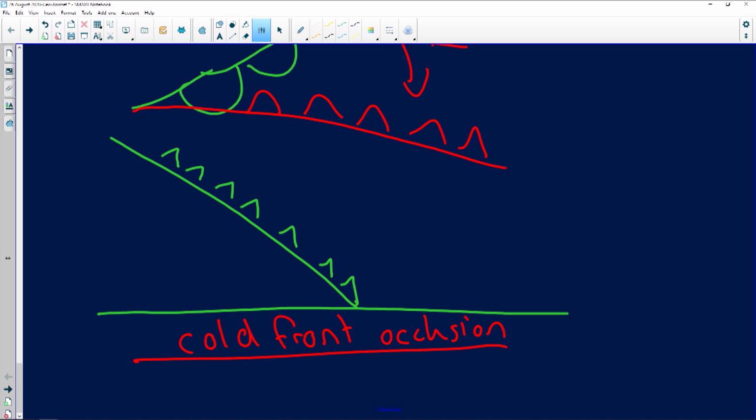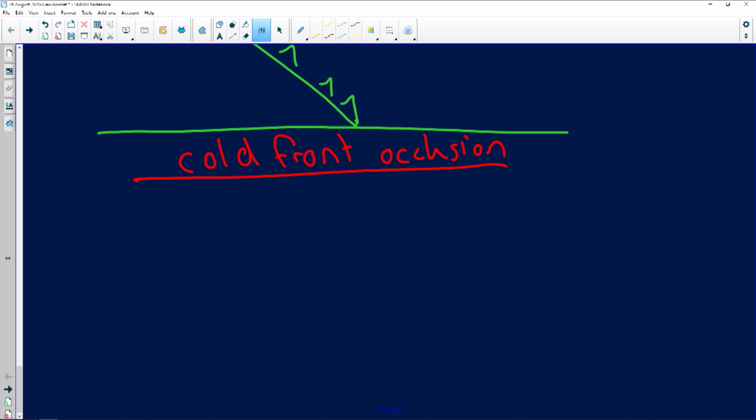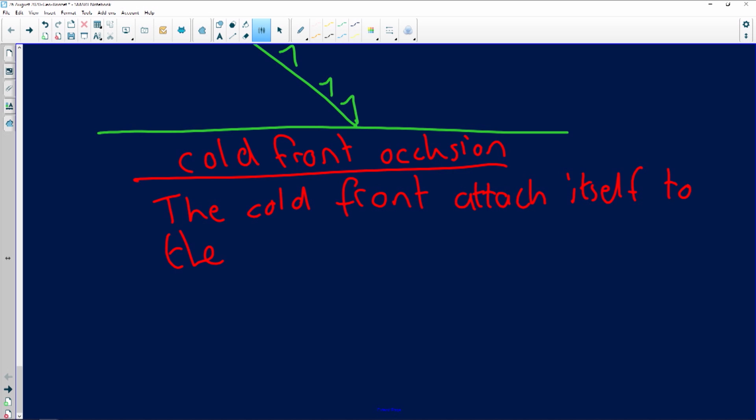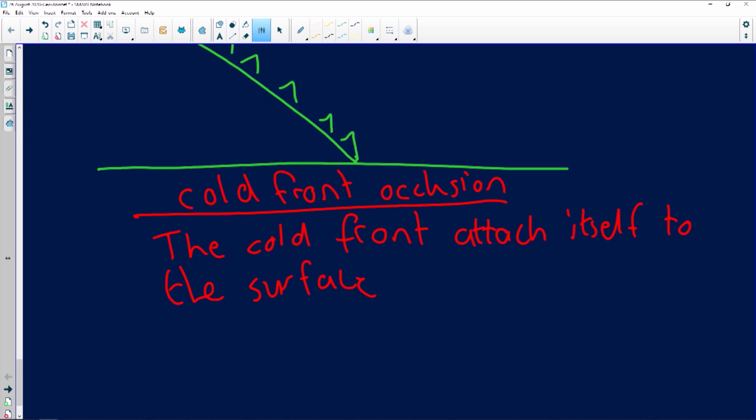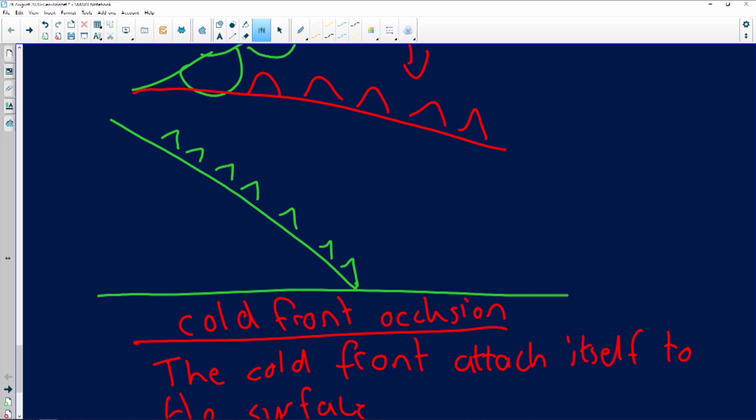okay, I'm going to explain the cold front occlusion first. With a cold front occlusion, I'm going to make it very simple. The cold front attaches itself to the surface. Now that's exactly what happened there. Now, the cold front attaches itself to the surface.